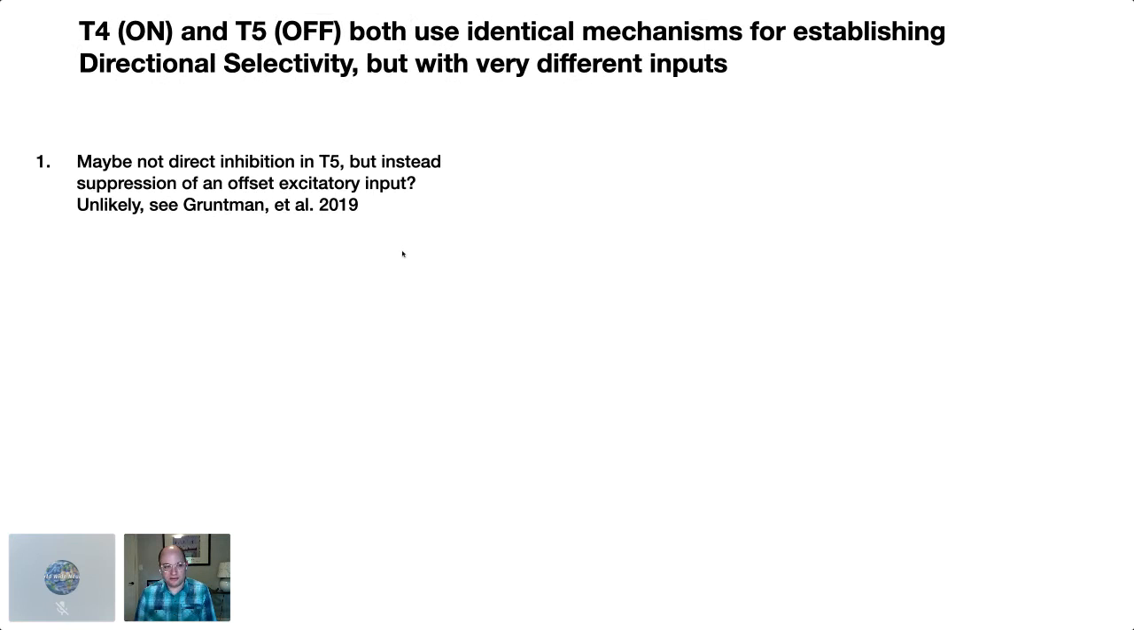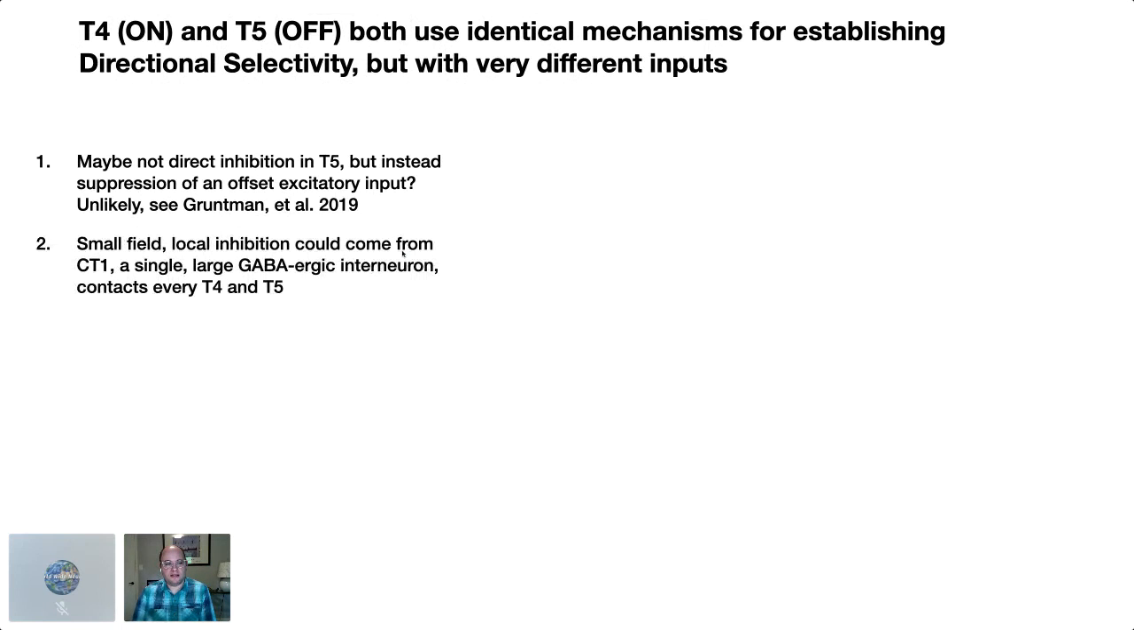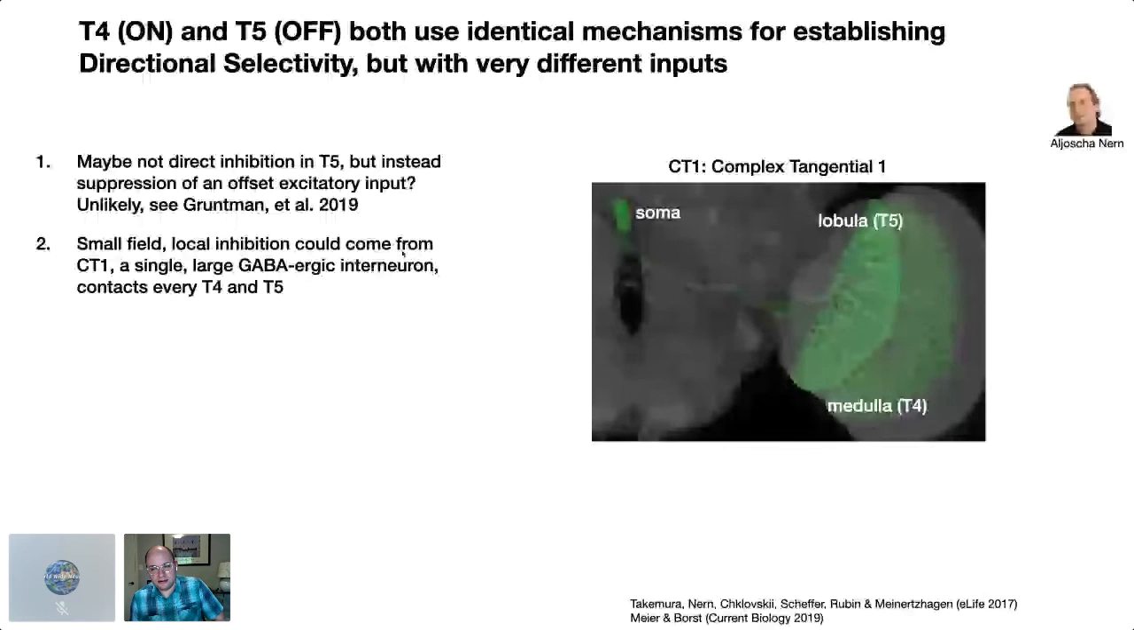And so we have an interesting treatment of that in the paper. The other possibility, which is a really exciting and interesting one, is that the fly actually has another input to the directionally selective neurons, which I didn't tell you about, which is one of the craziest neurons I think anyone has ever seen. This was discovered, described, and named by Alyosha Nern, our collaborator. He's called it CT1 for complex tangential 1.